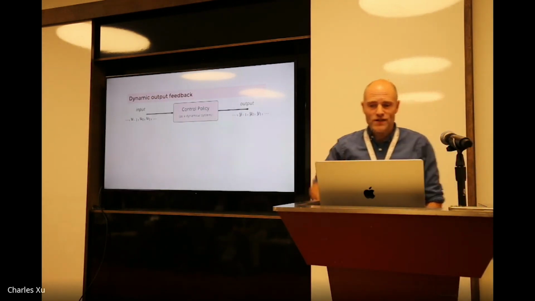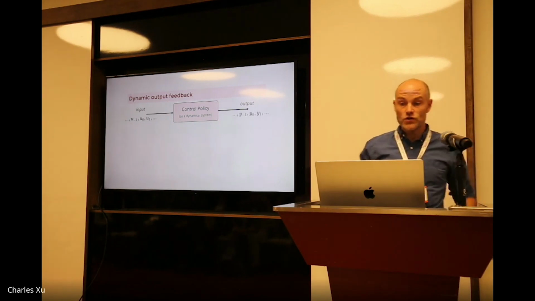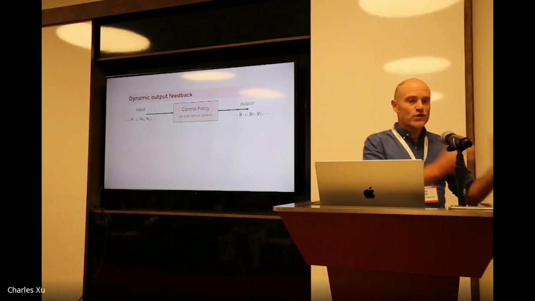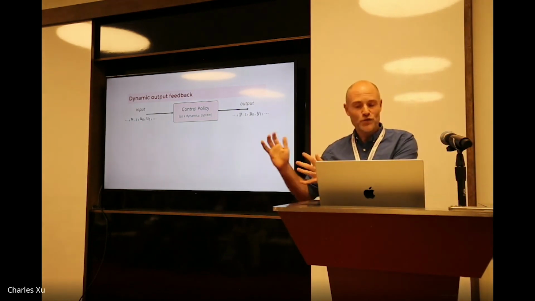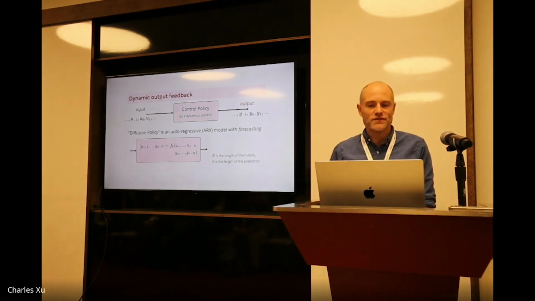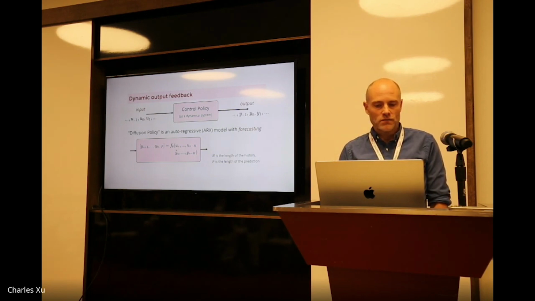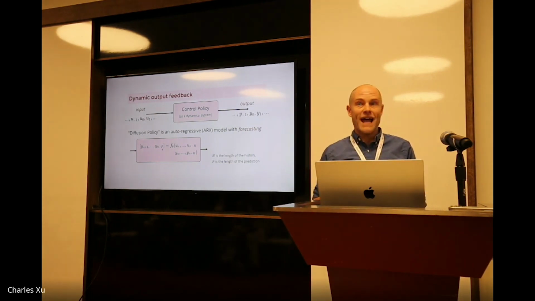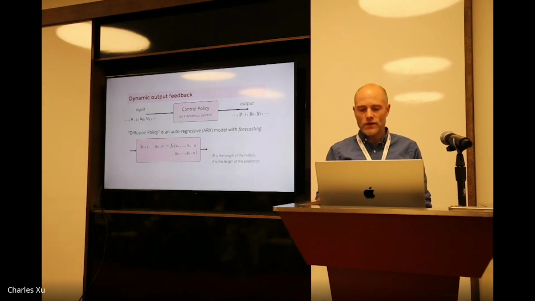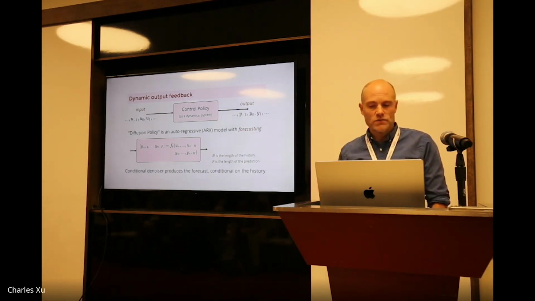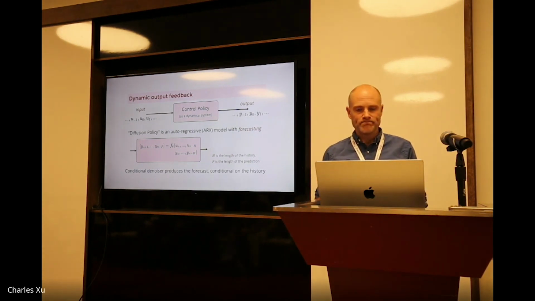Okay, so the way I think about this is that this is a control policy. It's still absolutely an output feedback control policy, right? It's taking a history of inputs. It's producing a history or a future set of outputs. The diffusion policy is an autoregressive model with forecasting. So it's taking the history of observations, but it's producing actually a forecast of future actions, which is essential, in ways that I had to get my head around, and we're still maybe seeing it all the way through. Of course, the conditional denoiser produces the forecast conditional on the history.